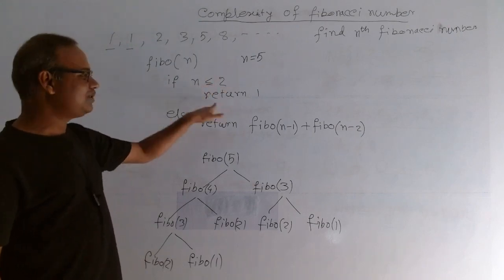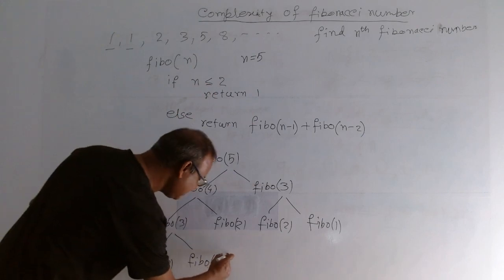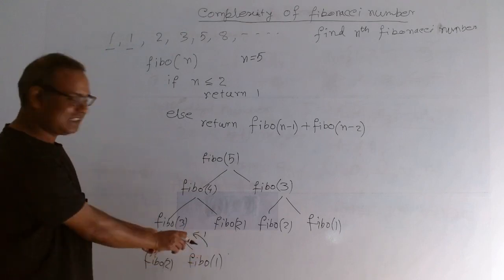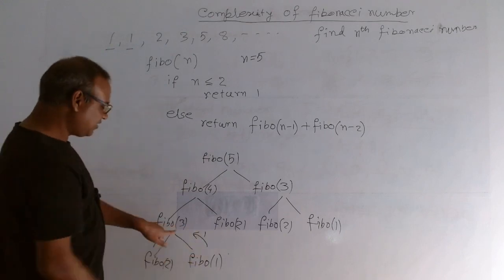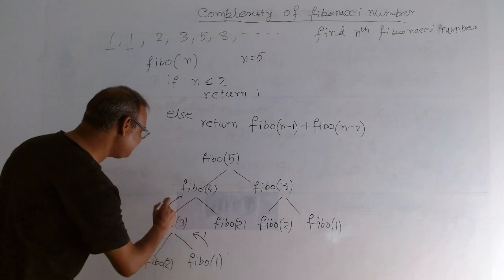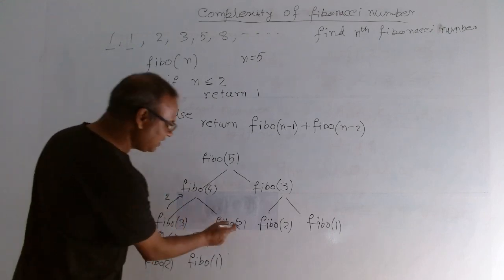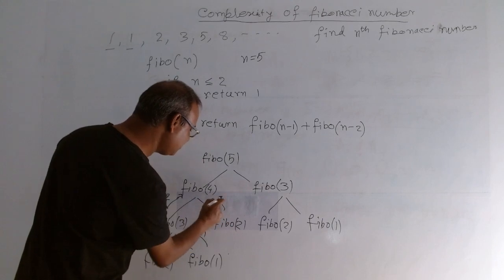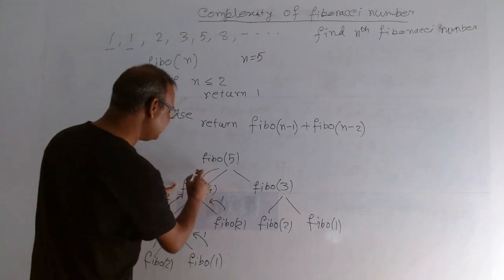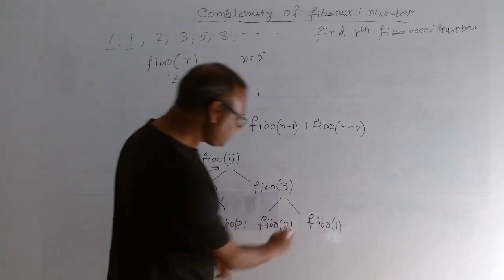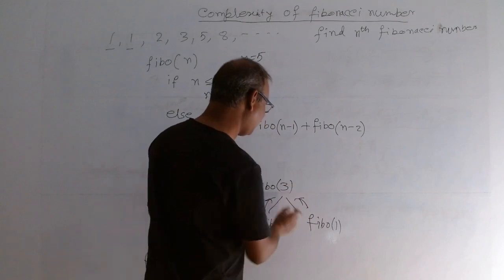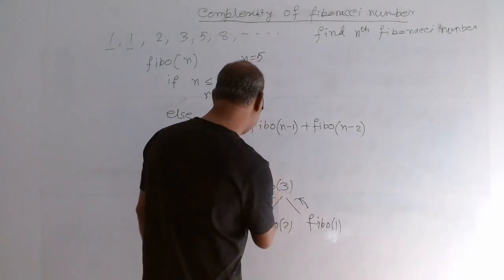And it will return 1. So this will return 1, this will return 1, this will return 1, and both of them return 1. So the previous two elements are already computed. Now Fibo3 will return 1 plus 1, it will return 2. Fibo2 is 1, so it will return 1. So 2 plus 1 becomes 3, so it will return 3 here, and on this side it will return 1, it will return 1, and the total sum will be 2, so it will return 2.